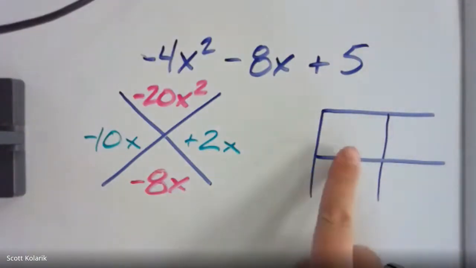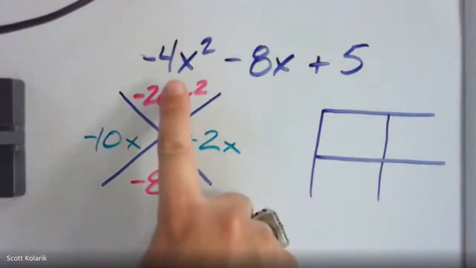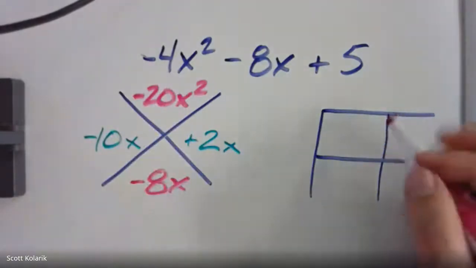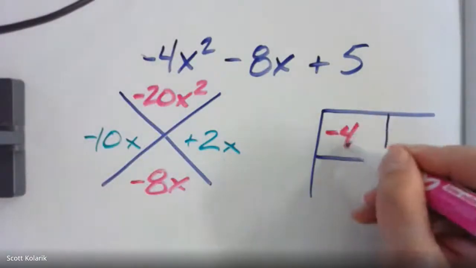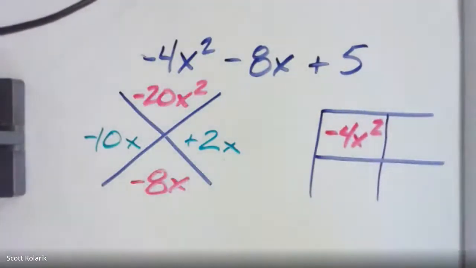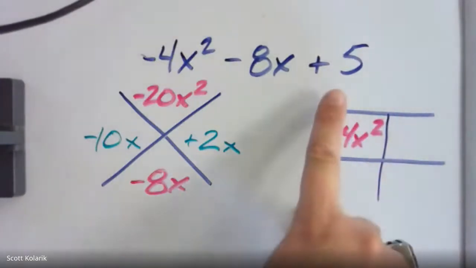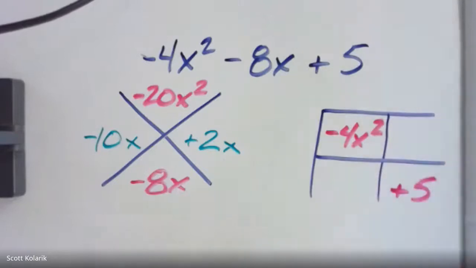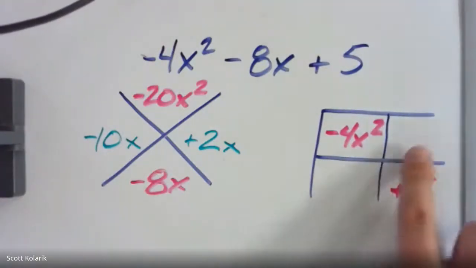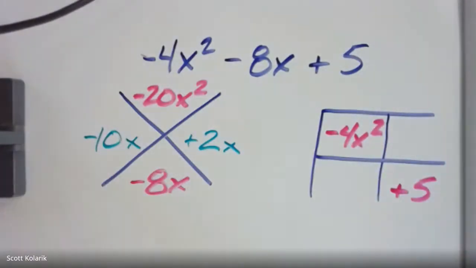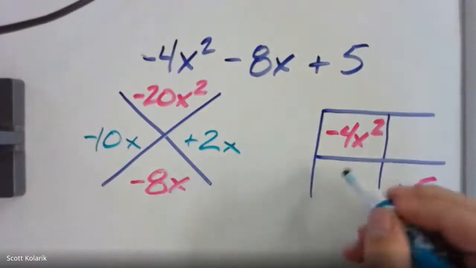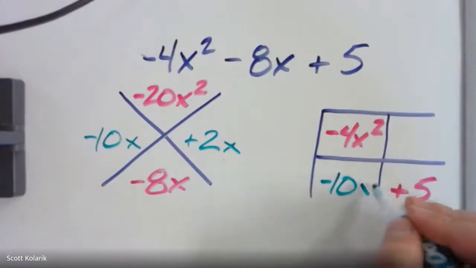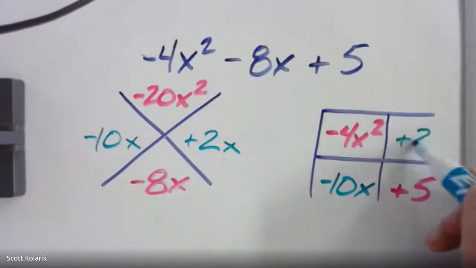Top left-hand box, that's going to be the first term of my trinomial, so negative 4x squared. The bottom right-hand box is the last term in my trinomial, the positive 5. And then these two diagonal boxes are what were the answer to my riddle in the x. So a negative 10x and positive 2x, it does not matter which one goes where, as long as you have both of them.